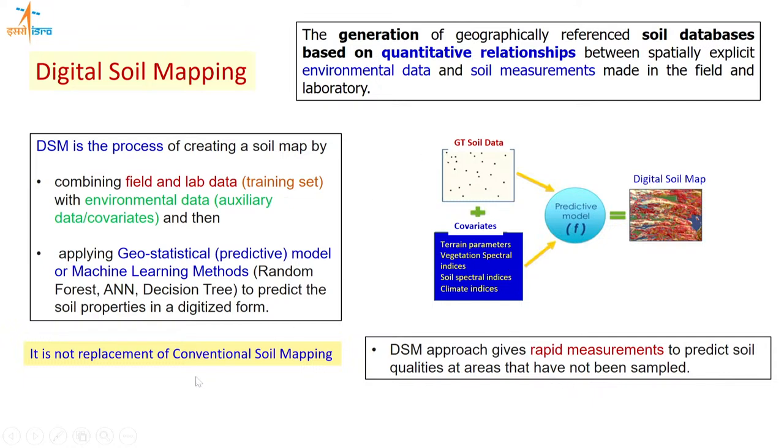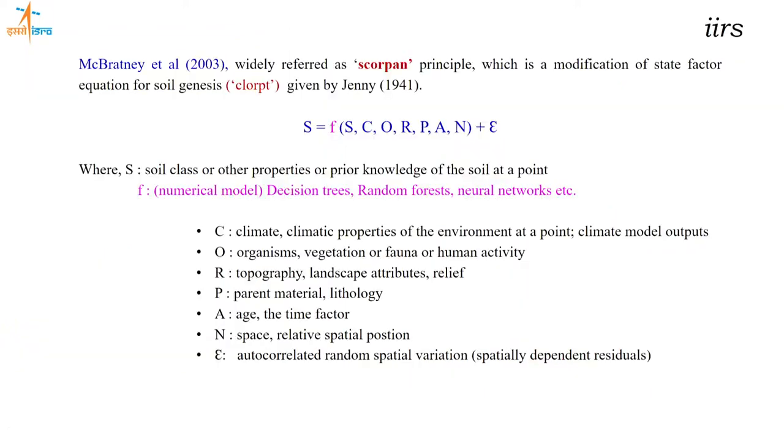But one thing I want you to remember is that it is not a replacement of conventional soil mapping. Here in digital soil mapping, you are making the relationship of soil surface properties using some advanced statistical models. For example, geostatistical, and machine learning, where various algorithms are there: random forest, ANN, decision tree. By correlating these, you are preparing a soil properties map that is known as a digital soil map.